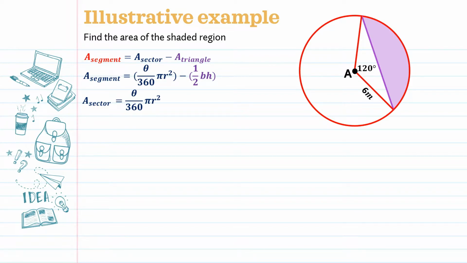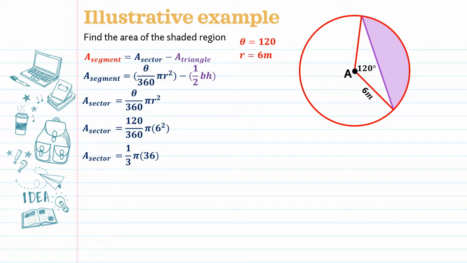For the area of sector, we're going to use the theta, which is on our figure 120 degrees, and the radius, which is 6 meters. Replacing the theta and the radius on our equation, we will have 120 over 360 pi 6 squared. Then simplifying 120 over 360, you will have 1/3.